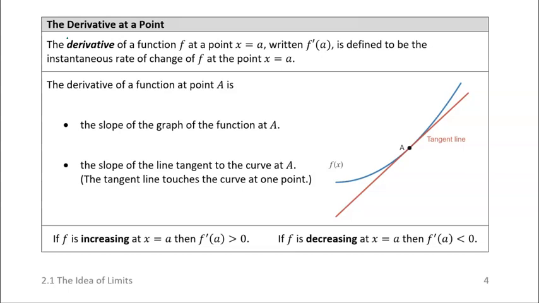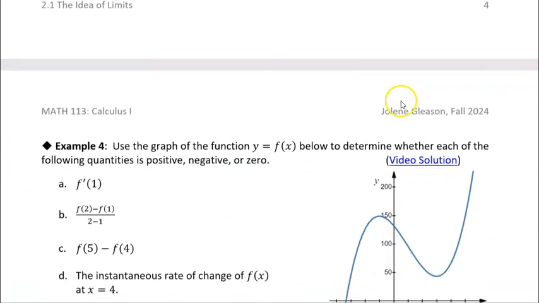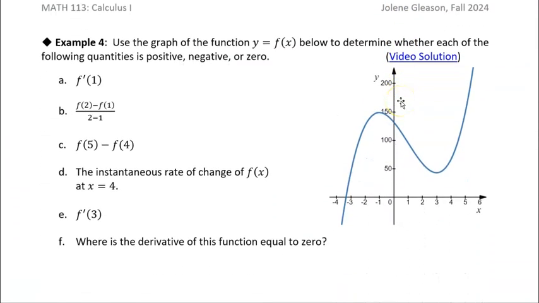And we can think of it as either the slope of the graph at that point or the slope of a tangent line, where the tangent line is a line that just touches the curve at that point. So let's take a look at the components of the derivative here in this next example.